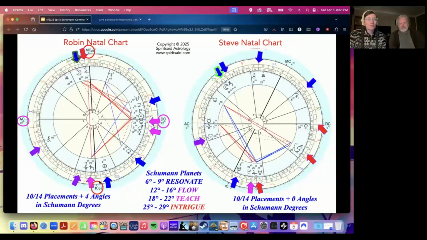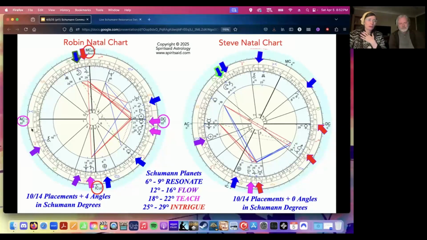I also have all 4 of my angles. So the angles in the chart are AC, IC, DC, and the MC. All 4 of my angles are in Schumann Resonances, and Steve doesn't have any of his angles there. So this has been another really healing thing for me because I got some messages as a kid that I should be hiding. I shouldn't be going public. I shouldn't be telling people what was going on with me. People would think I was crazy. And that was very devastating to me as a child, and it means that my communication is always sort of hard for me now.